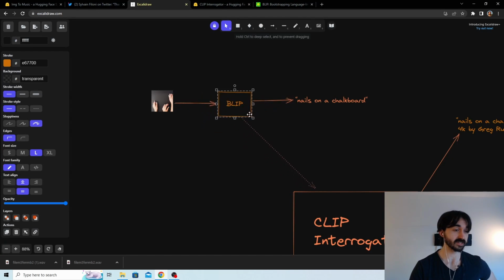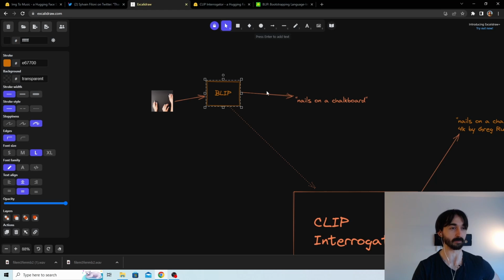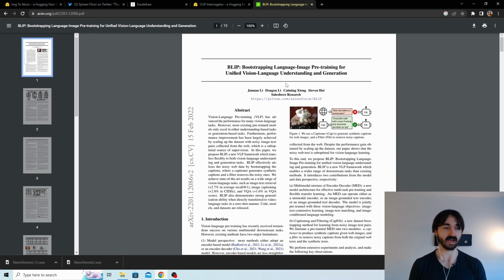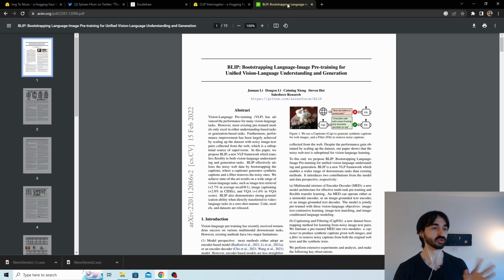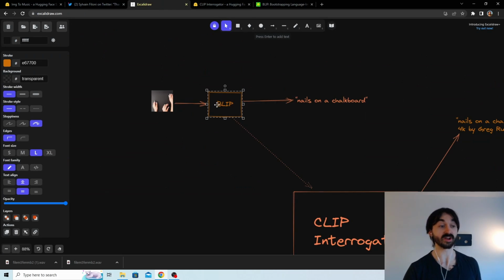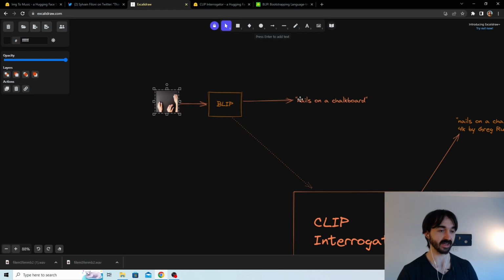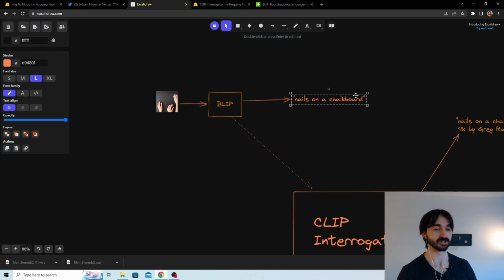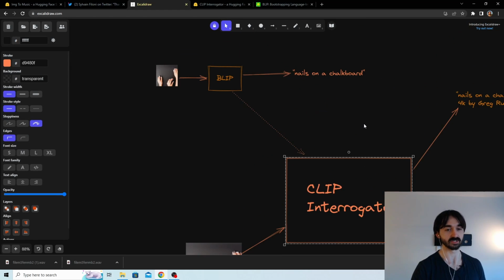Under the hood, Clip Interrogator relies on this thing called Blip. And Blip was the outcome of a research paper. Basically, it's like a really flexible collection of models that can do a lot of language image related tasks really well. One of the things they do pretty well is taking images and spitting out a sentence that describes the image. So inside, Clip Interrogator is using that.